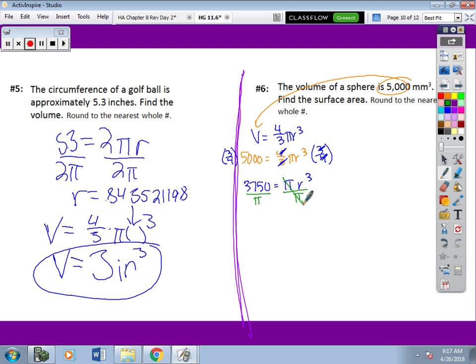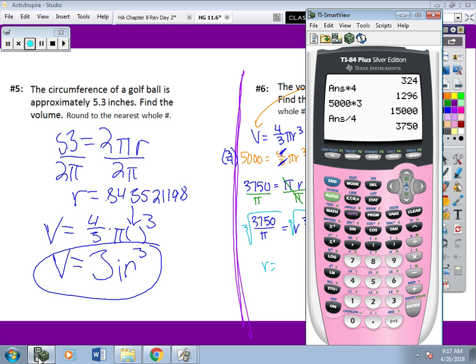Now I wouldn't type that in my calculator because you're going to get a big long decimal and then have to take the cube root of it. So I'm just going to leave it like that. And then take the cube root of it. And now I'll type it in my calculator. So I'll do the cube root, which for me is a math button. Cube root of 3,750 divided by pi. So we should get the radius is approximately 10.607.